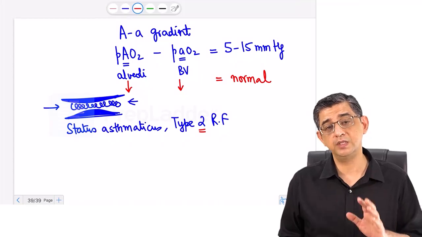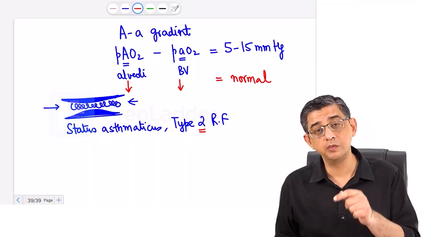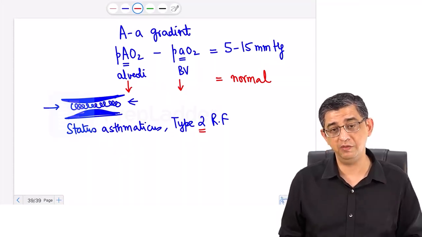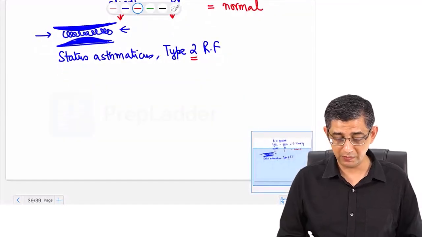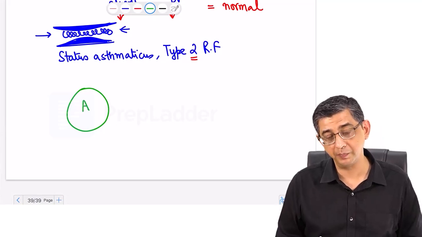Whereas if you take any example of type 1 respiratory failure, in those circumstances only the P small aO2 value will be reduced. And in fact, I can give you an example here as well. Let us assume this to be the representation. Capital A involves the alveoli.